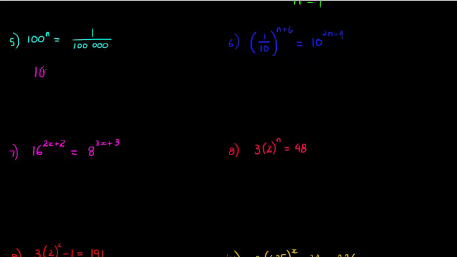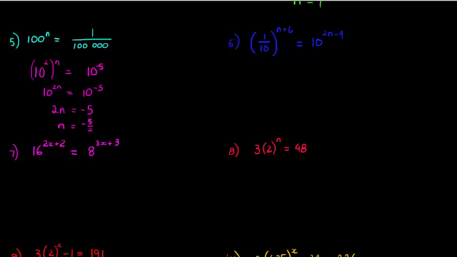So this is 10 to the power of 2 to the power of n is equal to, and this one would be 1, 2, 3, 4, 5 zeros, so that's 10 to the power of 5, but since it's 1 divided by the whole lot, it would be negative 5, 10 to the power of negative 5. So I end up getting 10 to the power of 2n is equal to 10 to the power of negative 5. That means 2n is equal to negative 5, so n must be equal to negative 5 over 2. There we go. Once again, very simple one to solve.